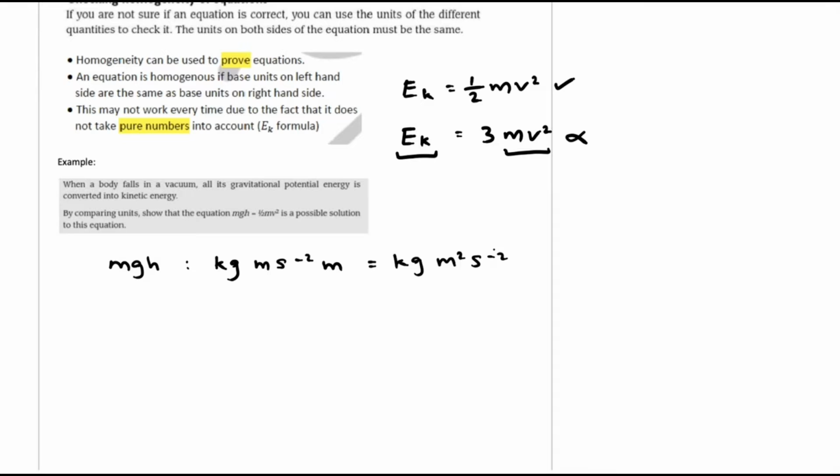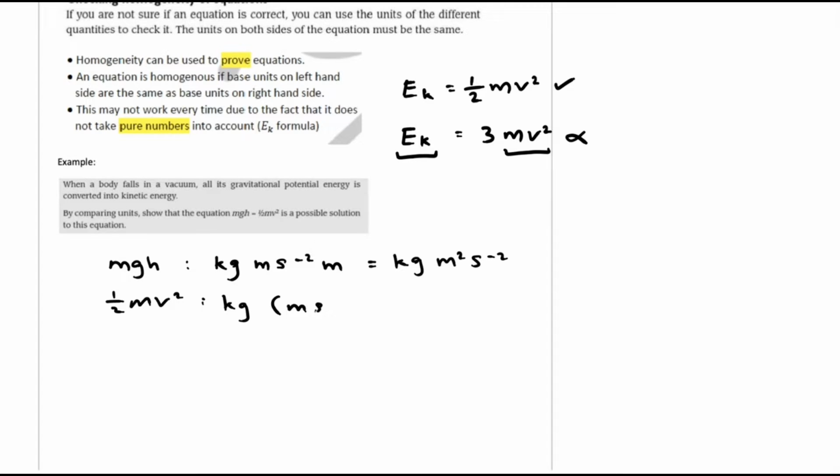After that, we have to check the units for the half mv squared. The half itself has no unit, so we start from m, kg.